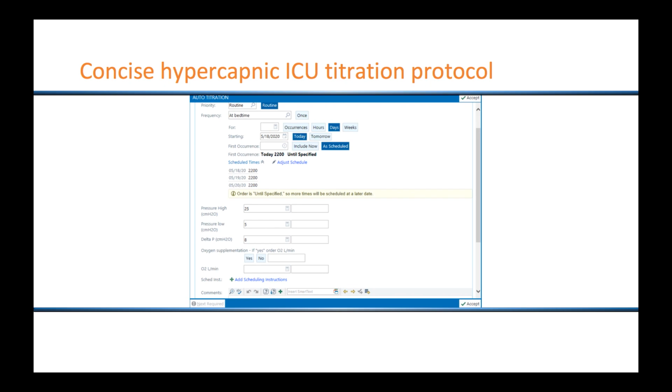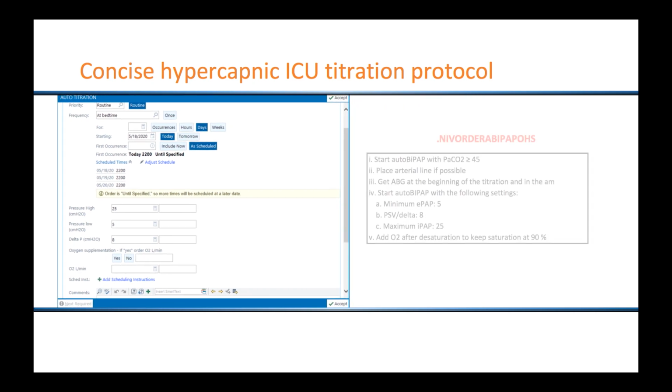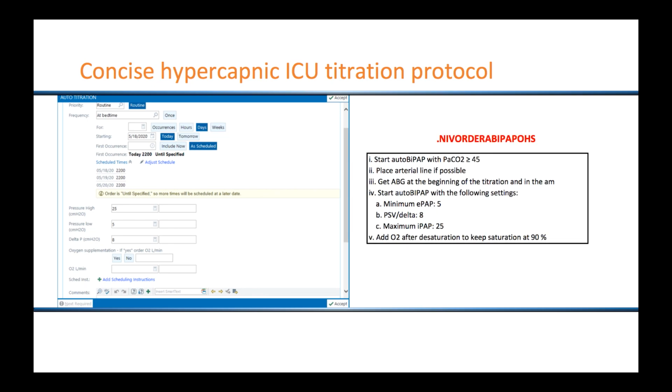The auto titration auto BiPAP order introduces a pressure support indicated here as delta P of 8. This pressure support of 8 stays consistent, does not change throughout the entire titration. In the comments section, you'll place .NIV order A BiPAP OHS. Once again, this provides the direction to the respiratory therapist. The resident will place an arterial line if deemed appropriate by the senior staff and/or fellow. You'll get an ABG at the beginning of the titration and in the morning.